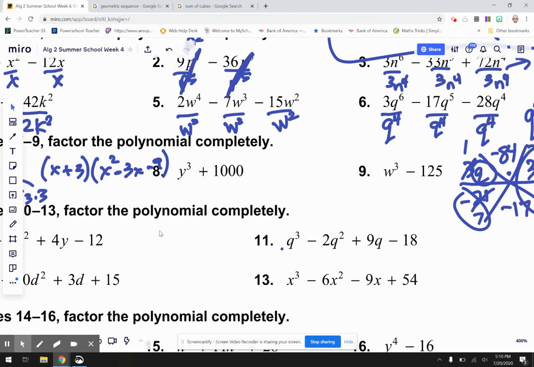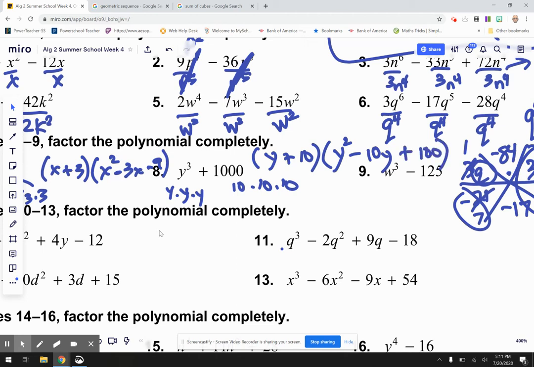Another sum of cubes, which is y times y times y. This is 10 times 10 times 10. So we just want to plug it into our formula. First one is going to be a plus b. That would be y plus 10. Then it would be a squared, which is y squared, minus the a times b, which is 10 times y, and then plus the b squared, which is 100. So there's my factoring for number 8. This one was my factoring for number 7.